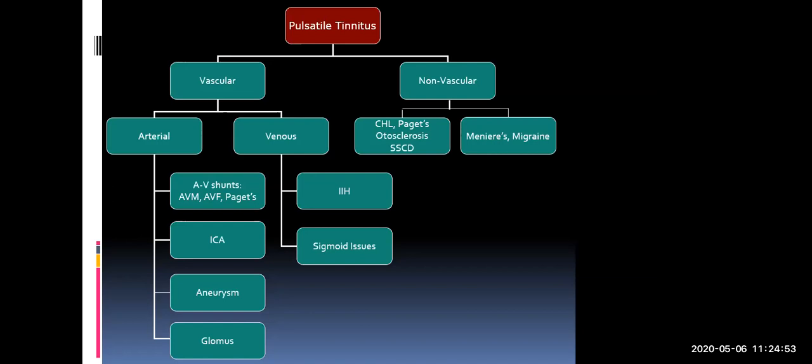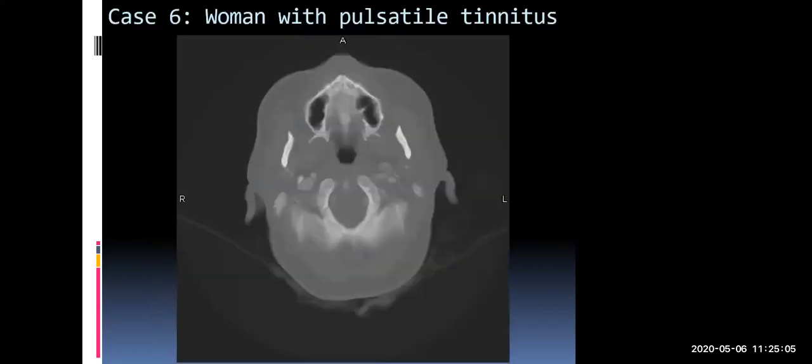The malformations don't cause sound that's usually that loud. Aneurysms, and of course glomus tumors, any vascular tumor in the middle ear, can create pulsation that the patient can hear. So let's go through some cases together. This is a patient that was referred to me for a pulsatile tinnitus. What you're looking at is a temporal bone CT with contrast.